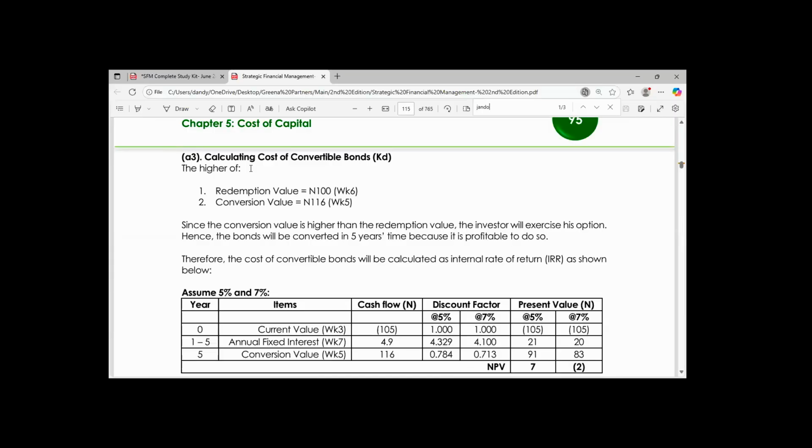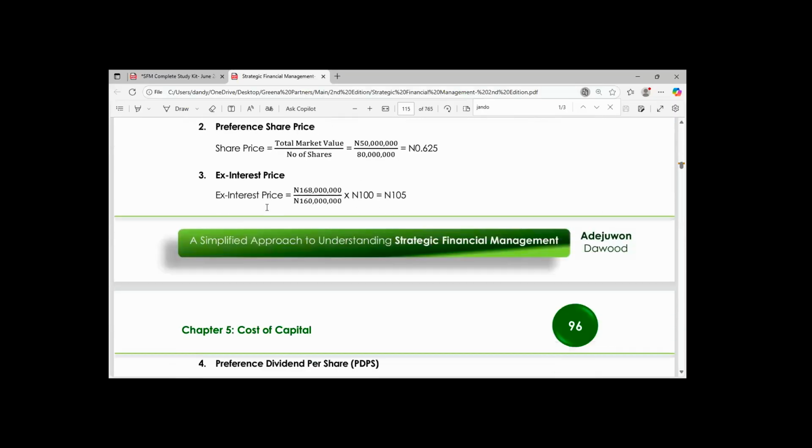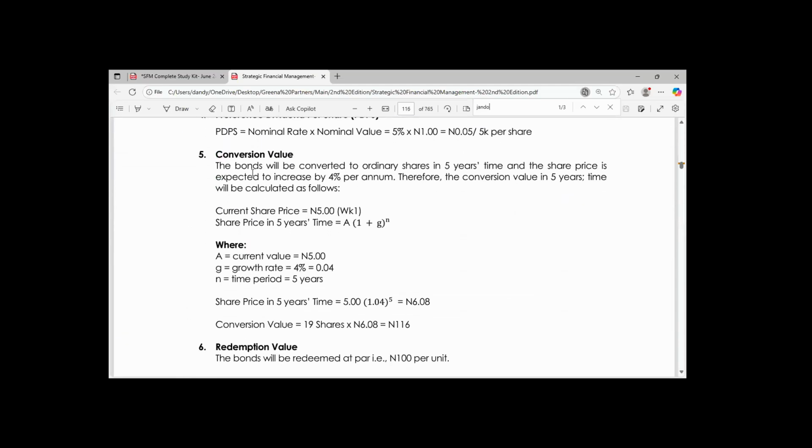So first thing you need to do is to go and do your working on the conversion value. When is the investor supposed to exercise his or her rights of conversion? So you go and calculate your conversion value. If we go to, for example, I have working about 5 years, that's how I calculated. Look at it here. In this working about 5, the bonds will be converted to ordinary shares in 5 years' time. That's when the right will be exercised.